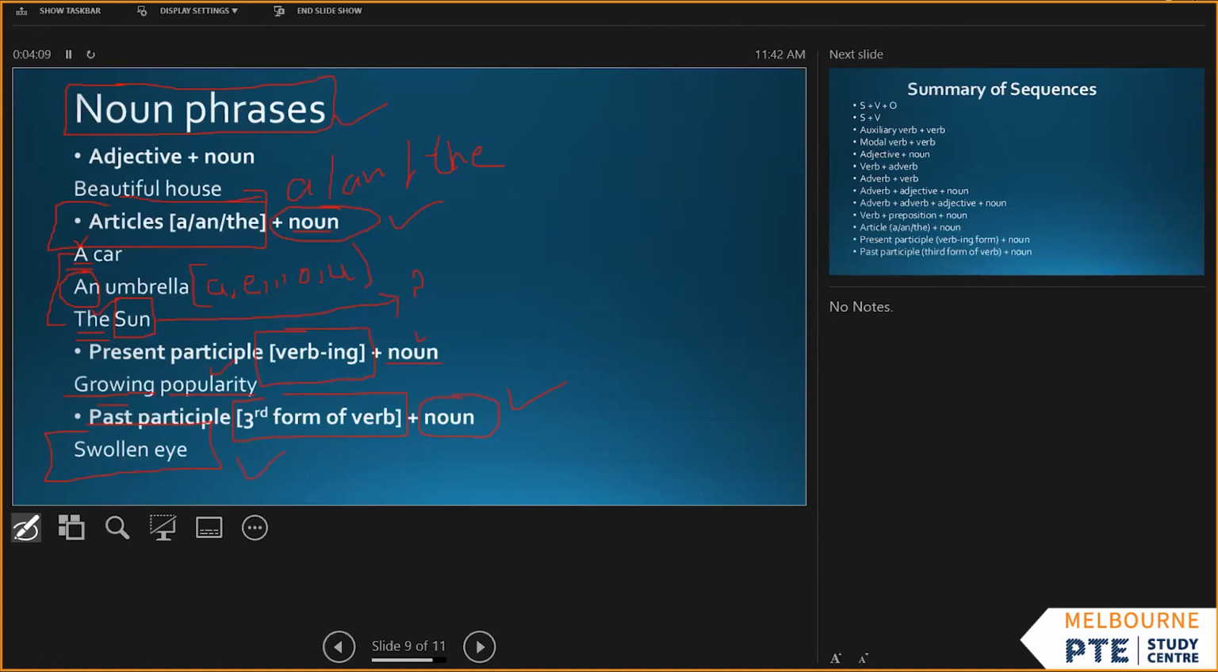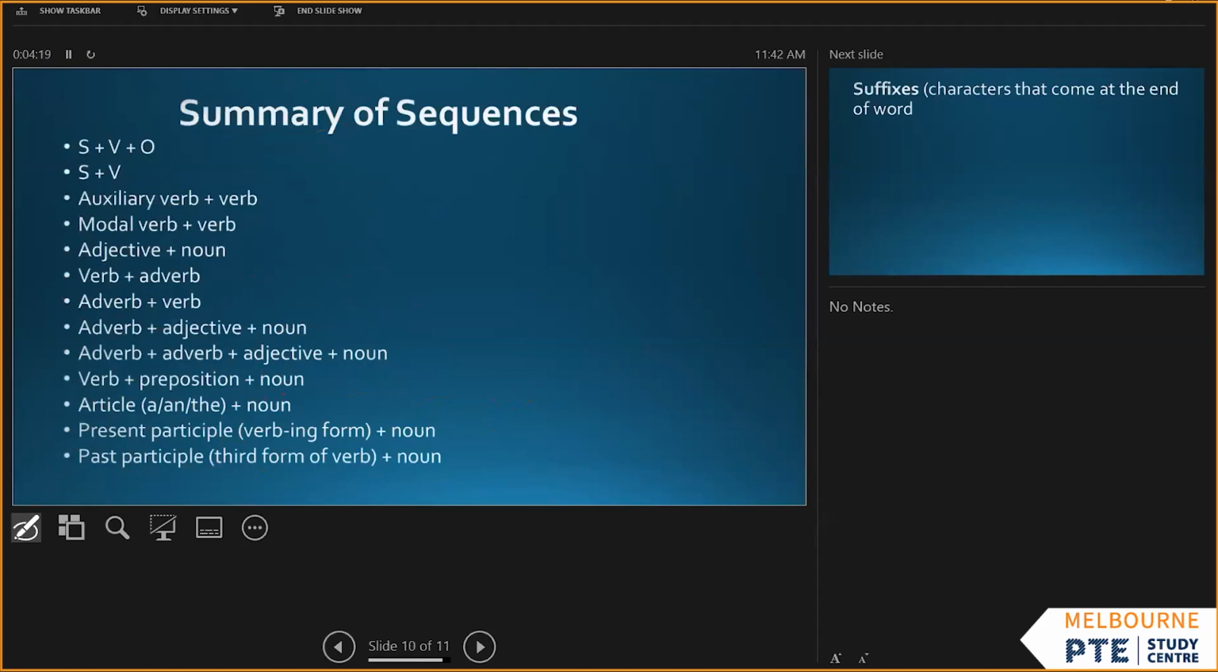Any questions, guys? All right. Now, herein this slide, you have all the rules that we have discussed. Either take a picture of it, write them down, up to you guys. Go through these, and then I will talk briefly about suffixes, and then we will start doing some questions.